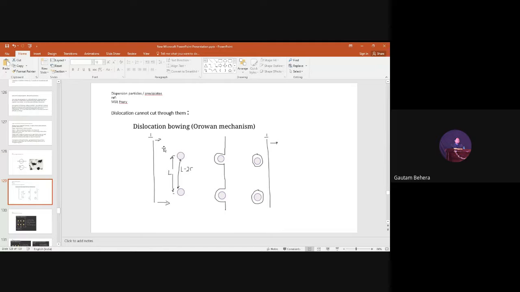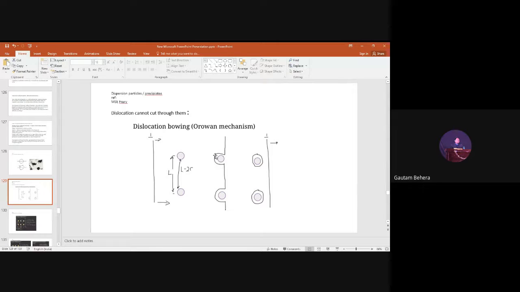You can see another kind of interaction. This is also a very good interaction. This is a dislocation, and this is one precipitate. This is another precipitate particle. The distance between them is L, from the center of this one to the center of this one. And this distance is L minus 2R, obviously. So the dislocation is moving, but how is it interacting?